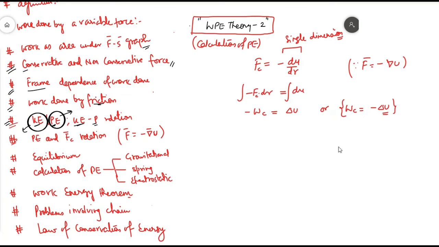Okay, now suppose you have to calculate the potential energy of a given system in these kinds of force fields. One can be a gravitational force field, another can be a spring force, and the third one can be an electrostatic force field. All these forces are conservative in nature, that means work done by these in a loop is going to be 0.